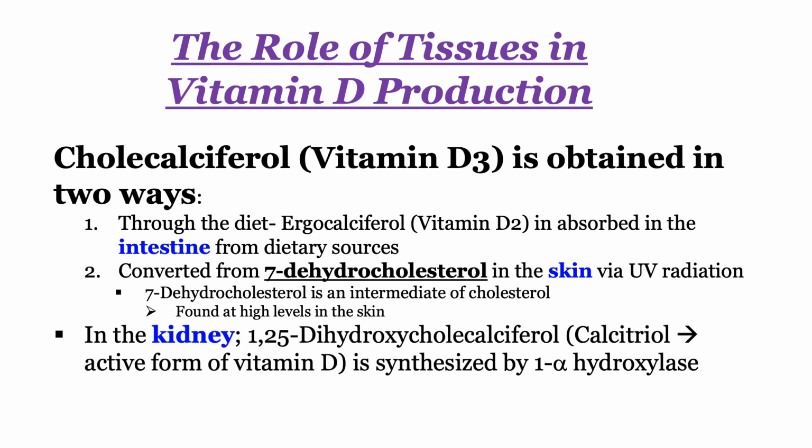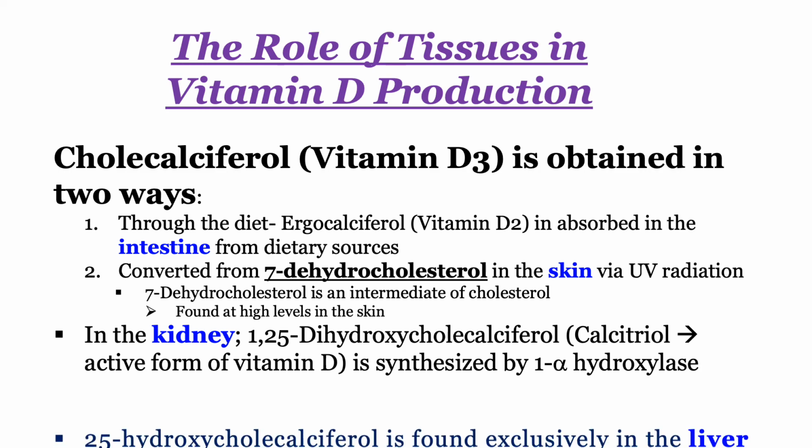In the kidney, 1,25-dihydroxycholecalciferol, also known as calcitriol, and that's the active form of vitamin D, is synthesized by an enzyme called 1-alpha hydroxylase.